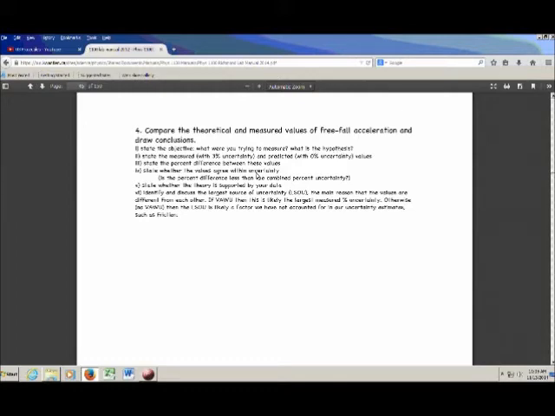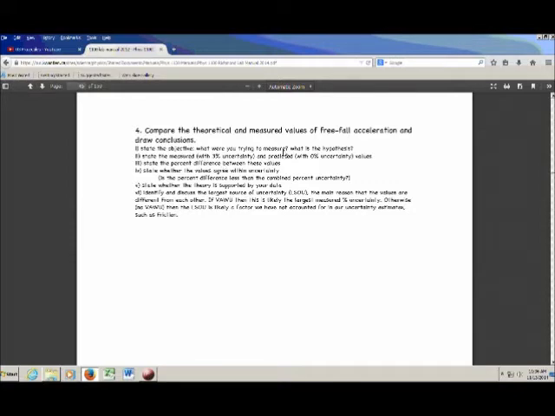So the way in which you compare two values is you look at your percent difference that you calculated, it's a percentage, and you look at the sum of the uncertainties for the two numbers. So you look at the uncertainty for your measured value, which in this case was 3%, and the uncertainty of your predicted value, which in this case is 0%. You add those together, so we get a total of 3%. We don't want our percent difference to be any bigger than that.